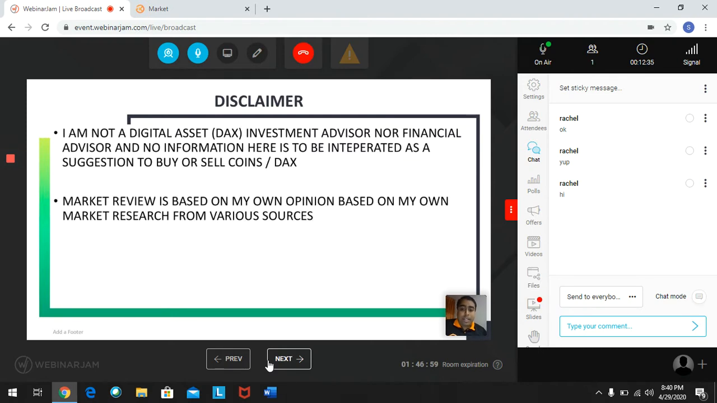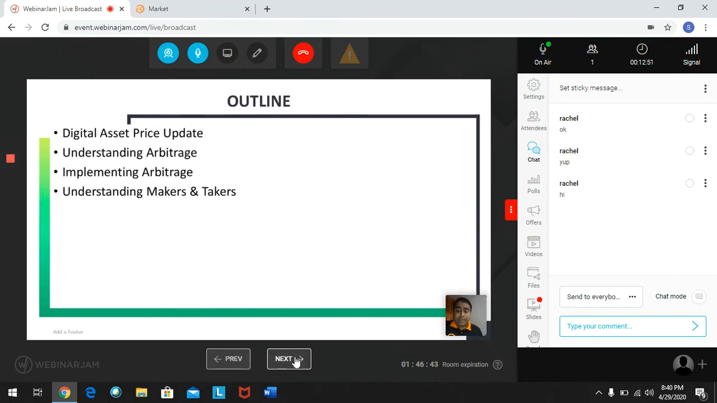Okay, I'm not a digital asset investment advisor. Whatever information I've gathered here is based on my own research and opinion. So I'm just sharing it with you guys so that you get some insight about what digital asset is all about. All right. So what's going to happen today is that I'm just going to share with you guys the digital asset price update for today.